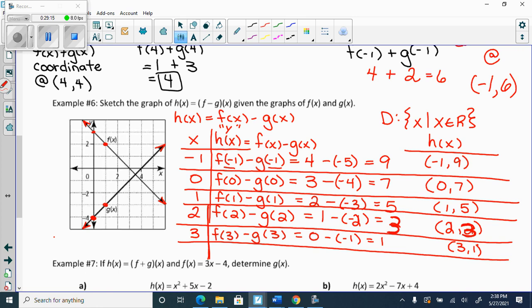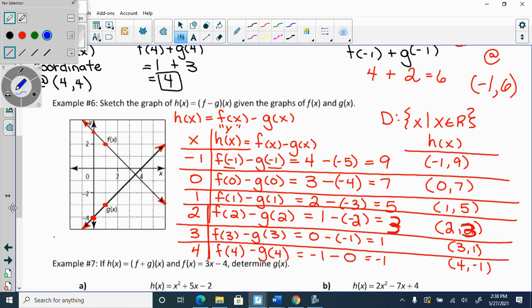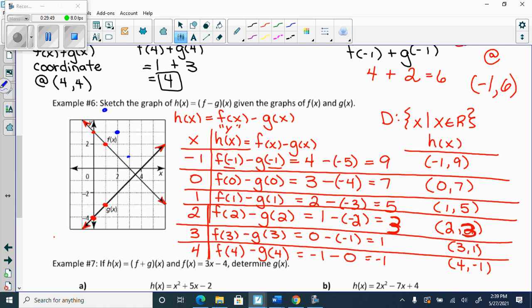So if I go to sketch my new one, I'm going to do 4, f of 4 minus g of 4. F of 4 is -1 minus g of 4, which is 0, so I get -1. So I get 4 and -1. So if I went to plot this, I can't actually plot all of them because this isn't big enough. But I can plot what I can see on here. So I have 1 and 5. Wow, this is really terrible. 1 and 5. 2 and 3. 3 and 1. 4 and -1. And then 5 is going to be -2, 5 and -3. Now, hold on.